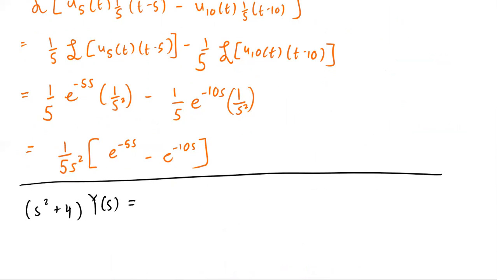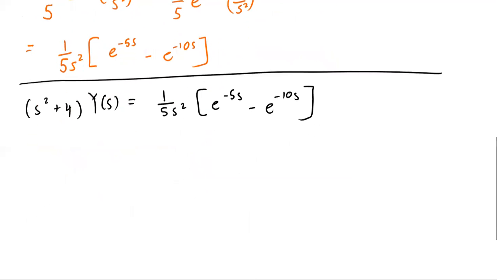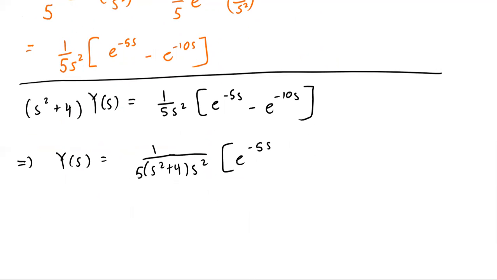Y of s equals 1/5 s squared times e to the negative 5s minus e to the negative 10s. Well, not finally, but almost finally. The second step after you've taken the Laplace transform of both sides is to solve for Y of s. So it's going to be 1/5 times s squared over s squared plus 4 times e to the negative 5s minus e to the negative 10s.